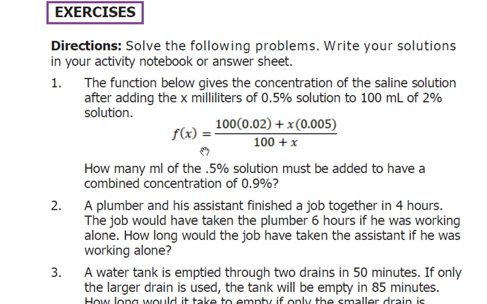So the function of x is given as f of x equals 100 times 0.02 or 2% plus x times 0.5% converted in decimal form, all over 100 plus x. How many ml of the 0.5% solution must be added to have a combined concentration of 0.9%?